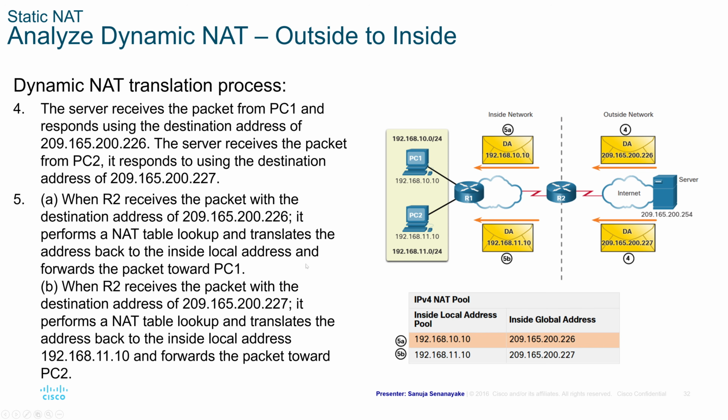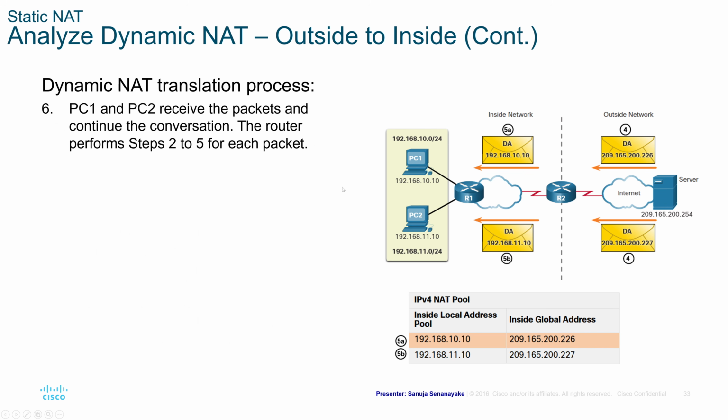So when the R2 receives the packet with the destination address of 209.165.200.227, it performs a NAT table lookup and translates the address back to the inside local address of 192.168.11.10 and forwards the packet towards the PC2, because in this case 226 is associated with PC1 in the NAT table, and the IP address ending 227 is associated with PC2 in the NAT table, so it gets translated to the internal IP address for PC2.